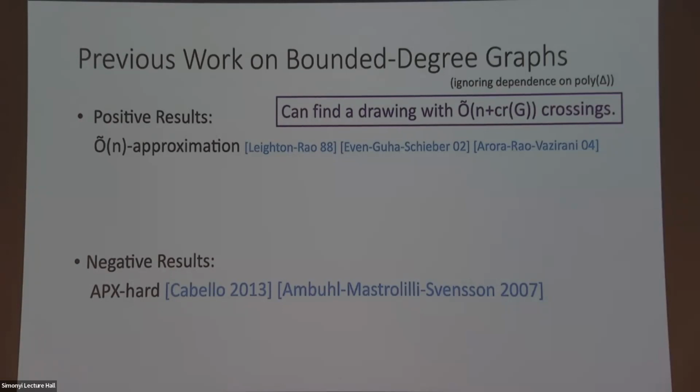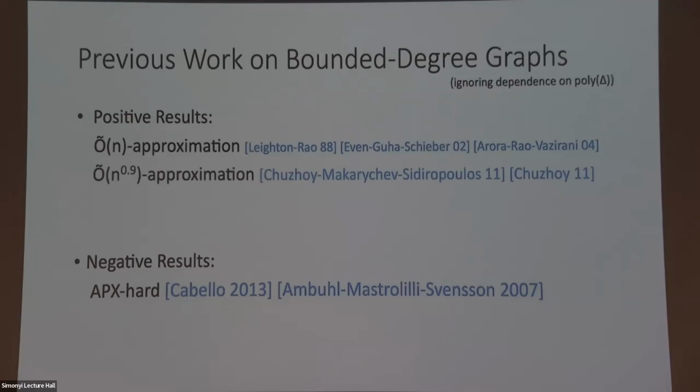The strongest hardness result for bounded degree graphs for a long time is still only APX-hard. So it's still probably just that 1.001 is not possible, and there's a big gap, from 2004 or so. Later on, there's a breakthrough sequence of two papers by Chuzhoy, Makarychev, and Sidiropoulos, and then by Chuzhoy, that improve this O tilde n to an n to the 0.9 approximation. Even if it's still a quite large polynomial, it's already very hard.